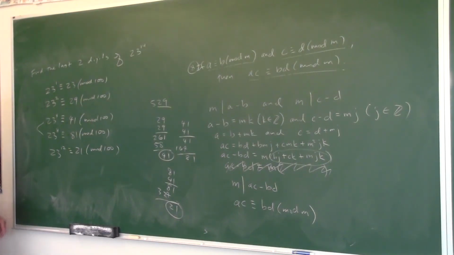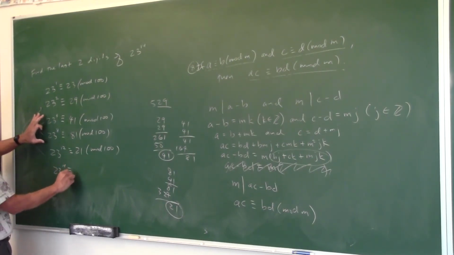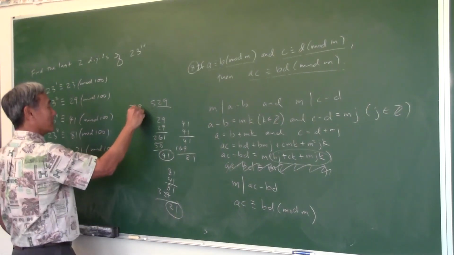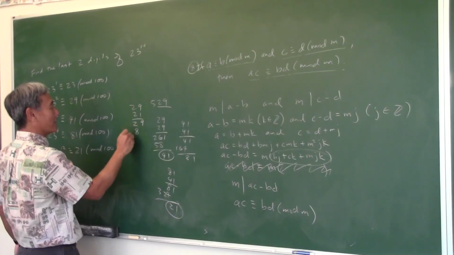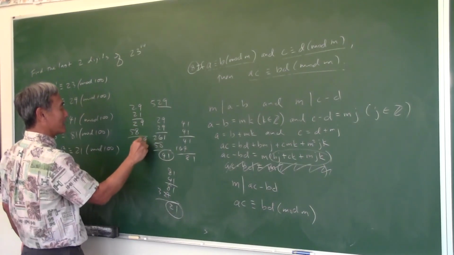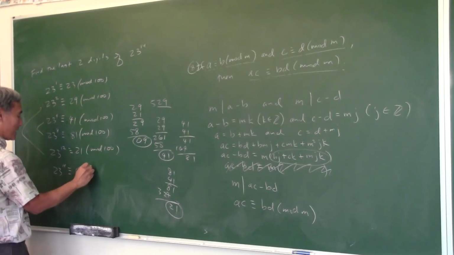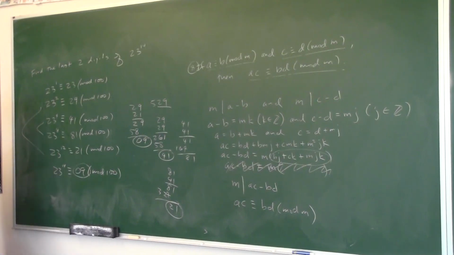So which two do you think I'm going to multiply? I'm going to multiply these two. So 23 to the 14th power will be congruent to 29 times 21. So that's 609. And again, we're only looking at the last two digits, so 09 mod 100, and there you go. That's the last two digits of 23 to the 14th.